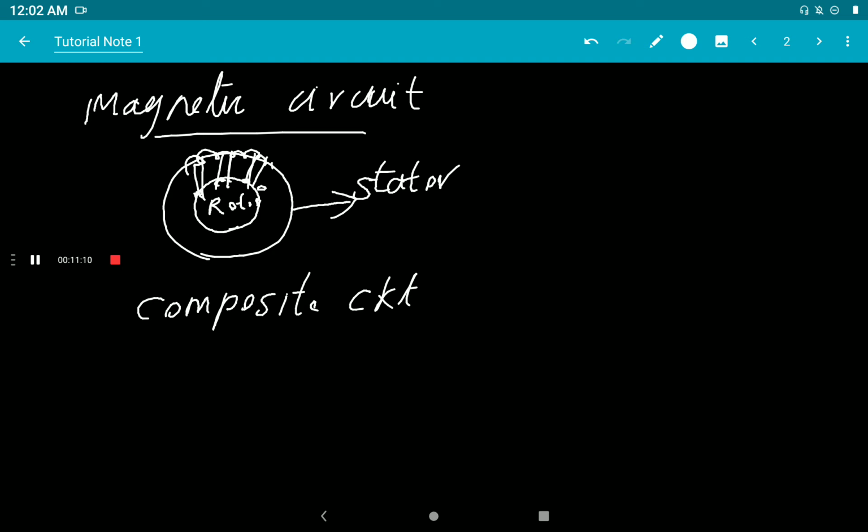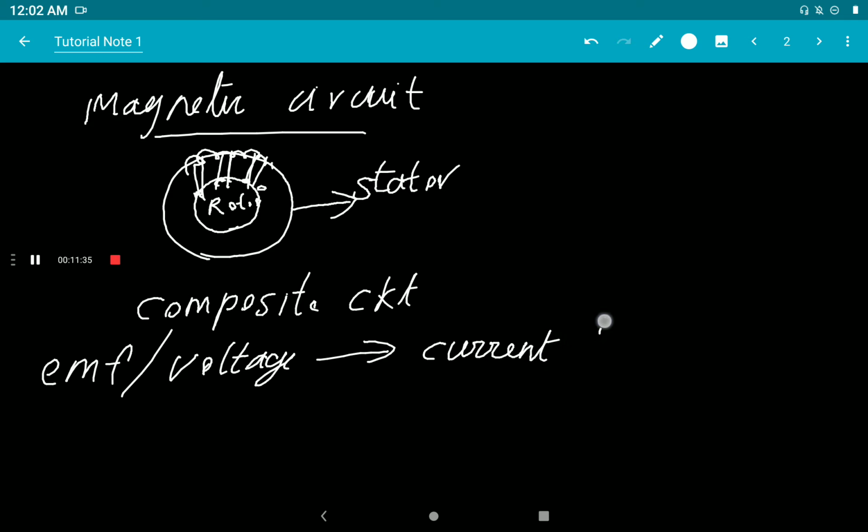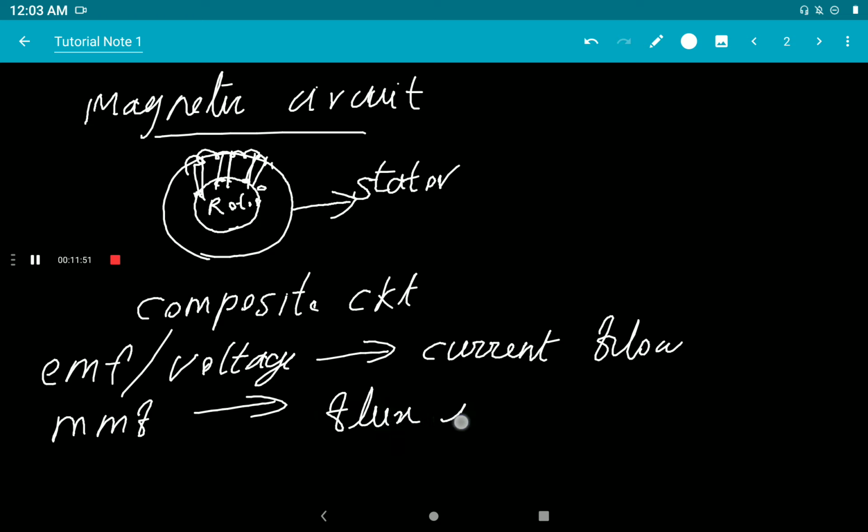Okay, and when we correlate it with the electrical circuit, EMF, electromotive force or voltage, produces current flow in a closed circuit. Similarly, in a magnetic circuit, MMF is the magnetomotive force, due to which the flux will be established.